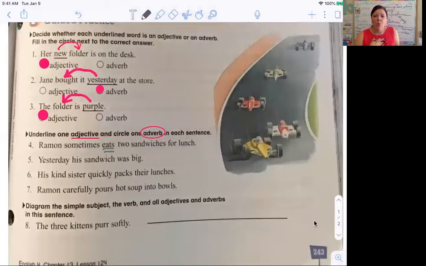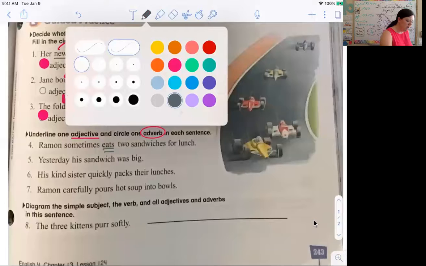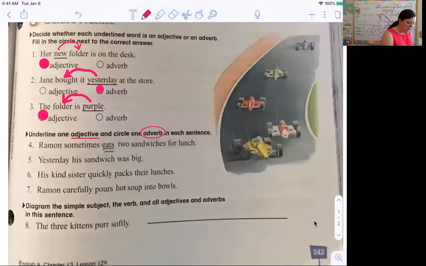Well, how does he eat? Doesn't say. When does he eat? Oh, he eats sometimes. So sometimes is going to be my adverb that I circle. Ooh, that does not look like a circle. Let's try it again. Gracious to Betsy. Let's just do that. Sometimes is our adverb that we're going to circle because it describes the verb eats.